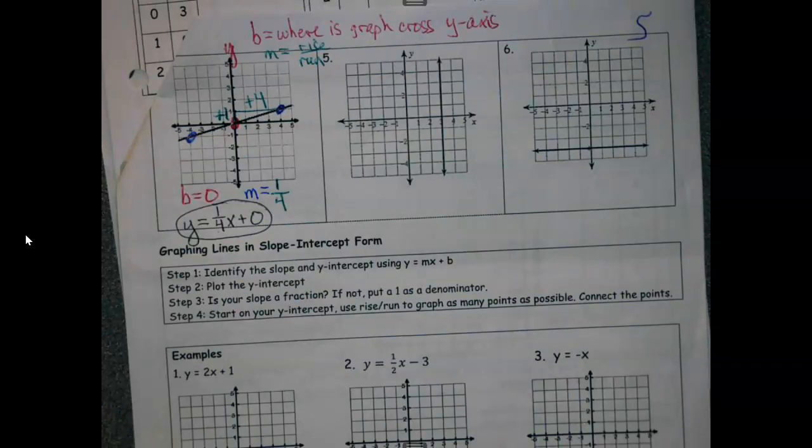Now, there are a couple of exceptions to the rule. There always has to be, right? So I get to number 5, and I'm like, wait a minute.